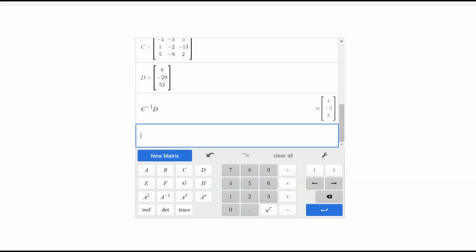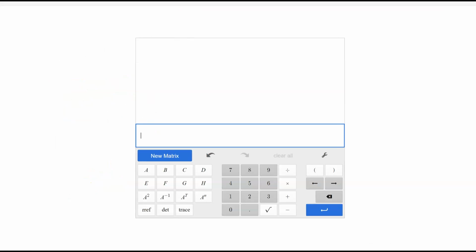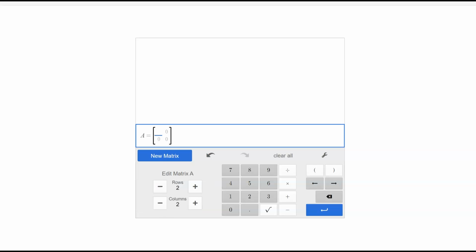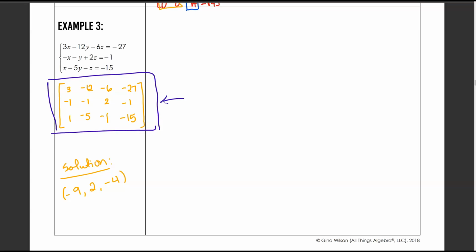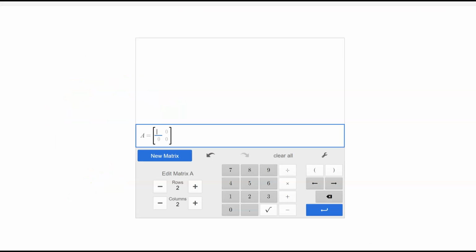So we're going to come over here to the calculator. Go ahead and clear all. So what we're going to do is define a new matrix, but this particular matrix is going to be our augmented matrix. So if we look back over here, we're plugging in this matrix here. Notice that we have 3 rows and we have 4 columns. So we're no longer looking at a square matrix. So it's going to be 3 rows and 4 columns. So let's go ahead and plug in those values.